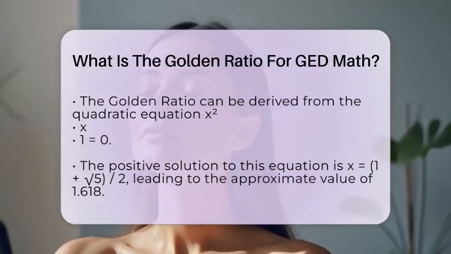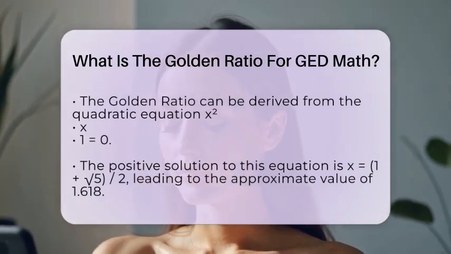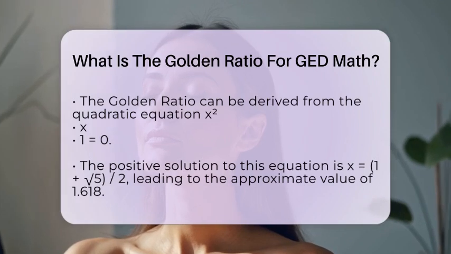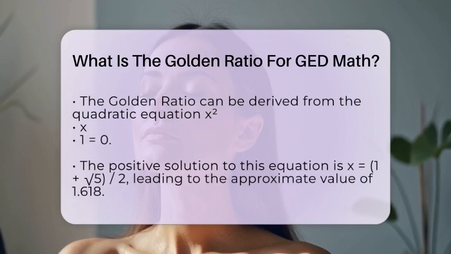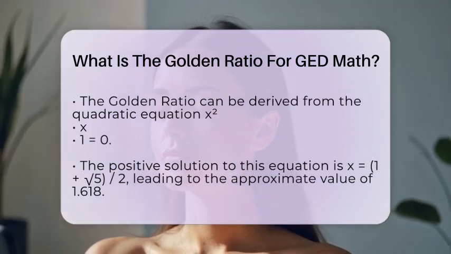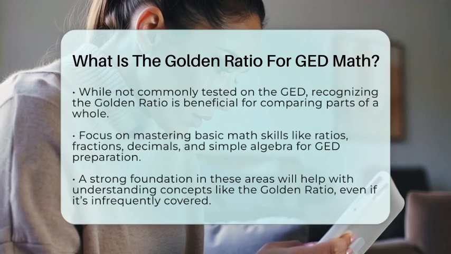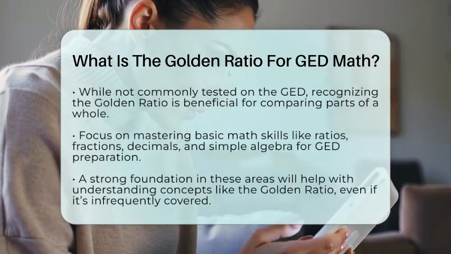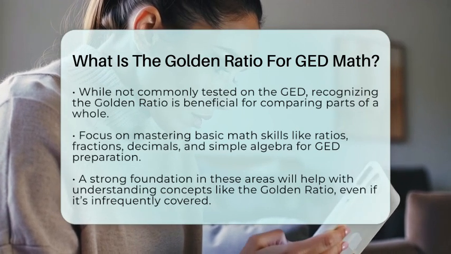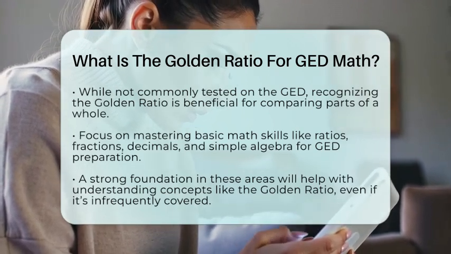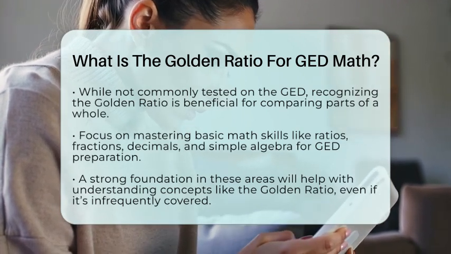While it may not be a frequent question on the GED, recognizing the golden ratio can be helpful. It is about comparing parts of a whole using ratios. This concept is useful when you are solving problems that involve ratios and proportions. The golden ratio appears in many areas, such as nature, art, and architecture. However, for your GED studies, focus on mastering the basics of ratios, fractions, decimals, and solving simple algebraic equations.